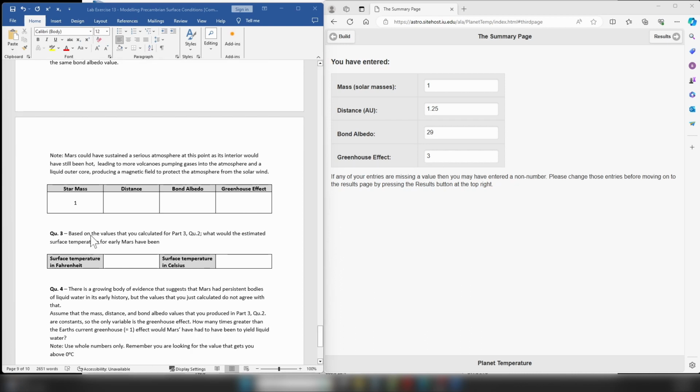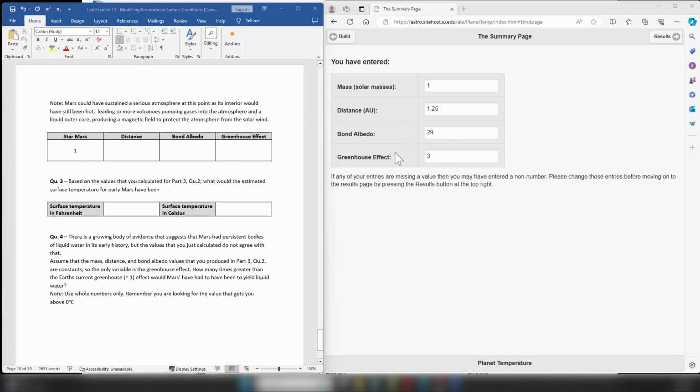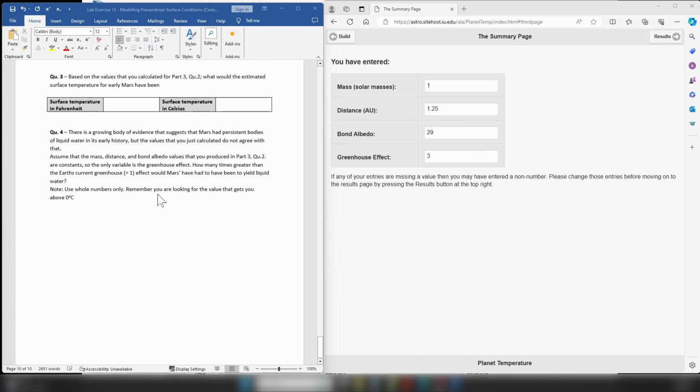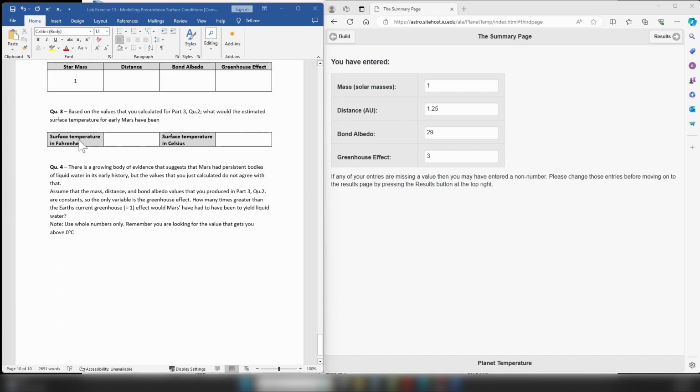So once you've done that, you are then going to put those values into the surface temperature calculator, and you're going to get the temperature in Fahrenheit and in Celsius. And then once you've done that, you are going to move on to question 4. So what you're going to realize when you do your calculation for question 3 is that it's cold.